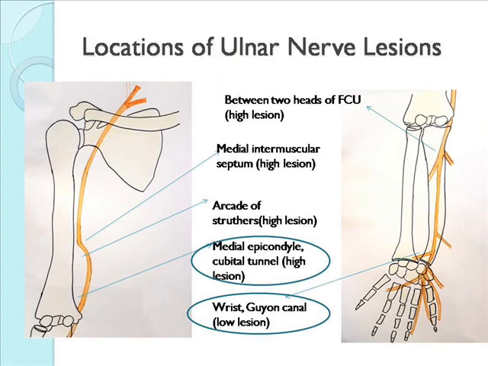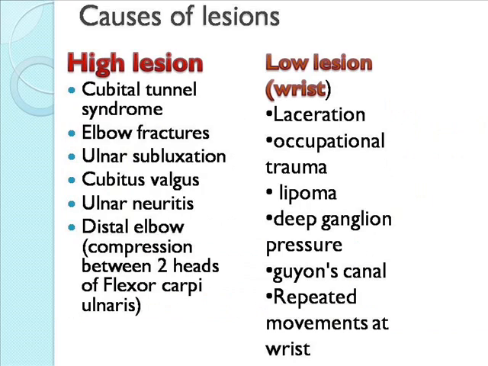The ulnar nerve could be affected in many parts, depending on the cause. It could be affected at the medial intermuscular septum, the arcade of Struthers, the medial epicondyle, the cubital tunnel, between the flexor carpi ulnaris heads, as well as the Guyon canal. The most common lesions will be the ones at the cubital tunnel as well as the Guyon canal.